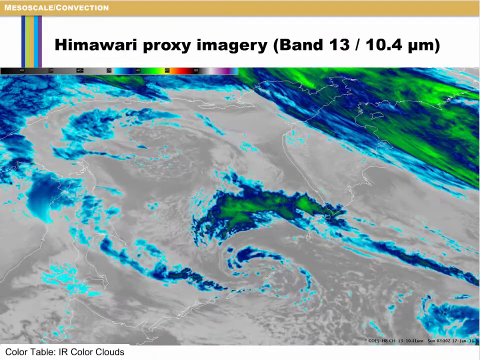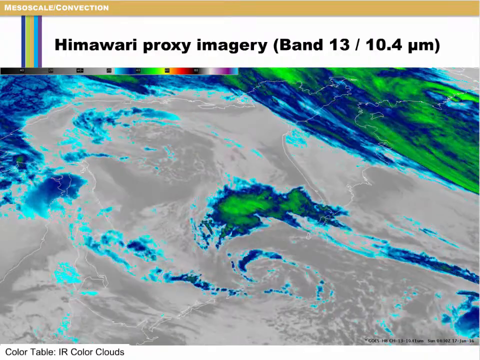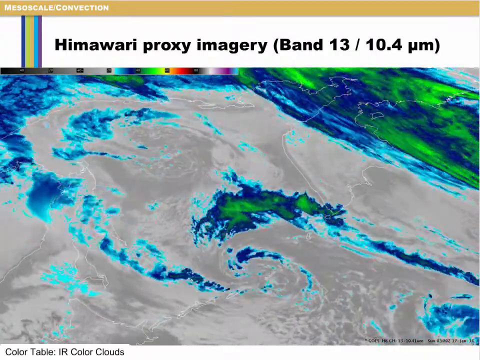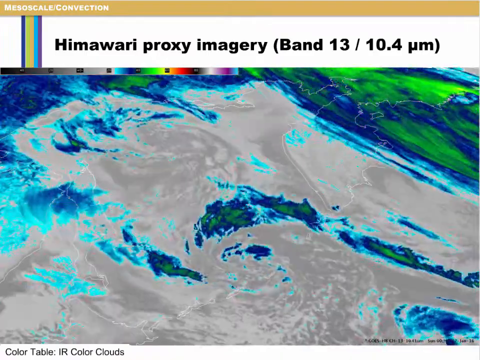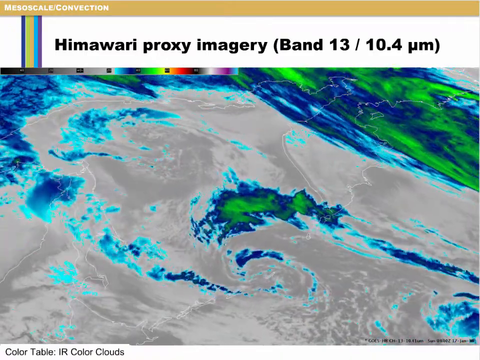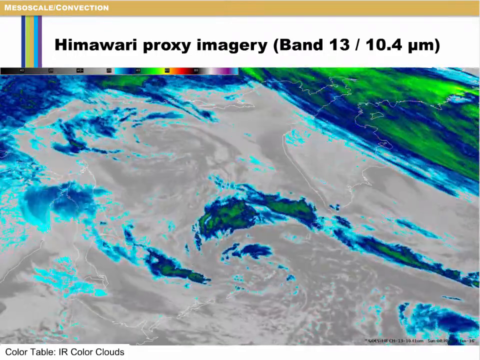Now we look at the familiar 10.4 micron IR imagery. The mesolow typically consists of low-level clouds and perhaps some colder clouds associated with convective cloud tops. Identification of convective cloud tops with this channel may help identify where the heavier precipitation exists.